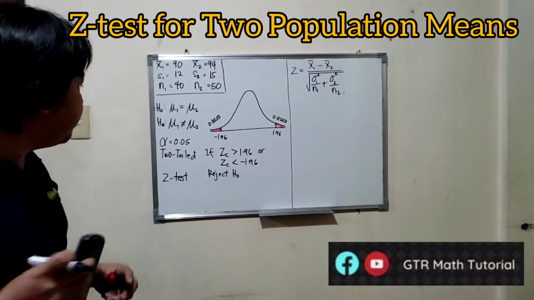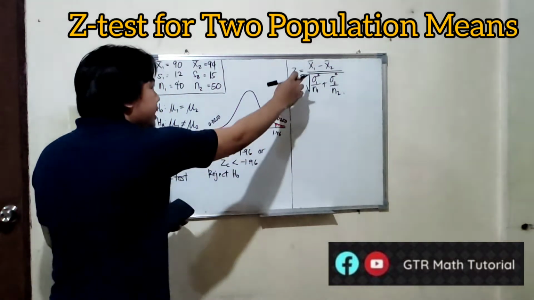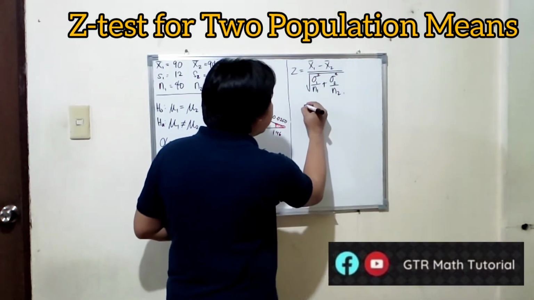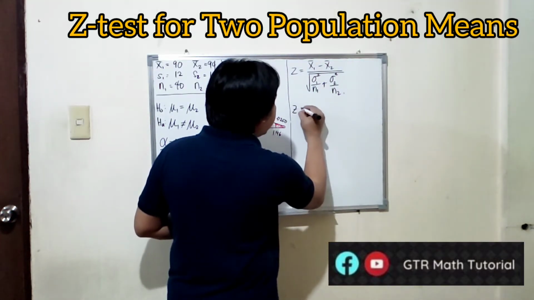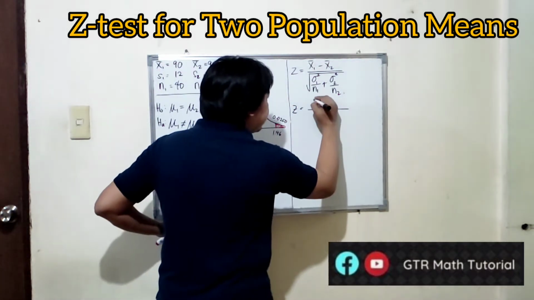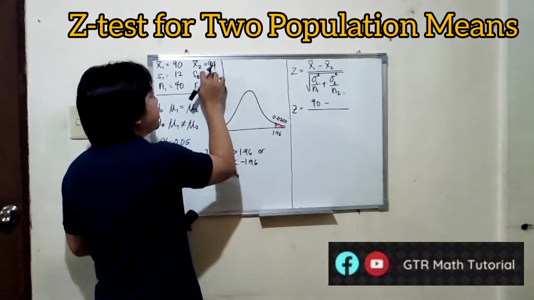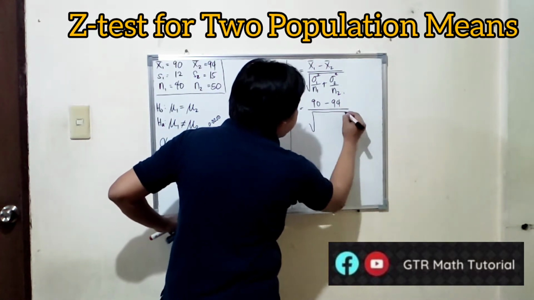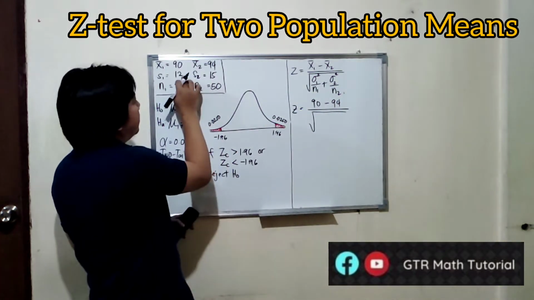So now we're going to solve. We're going to solve the z using the formula. So just let's substitute the given. We have z equals x bar sub 1 is 90 minus 94 over square root of sigma sub 1.